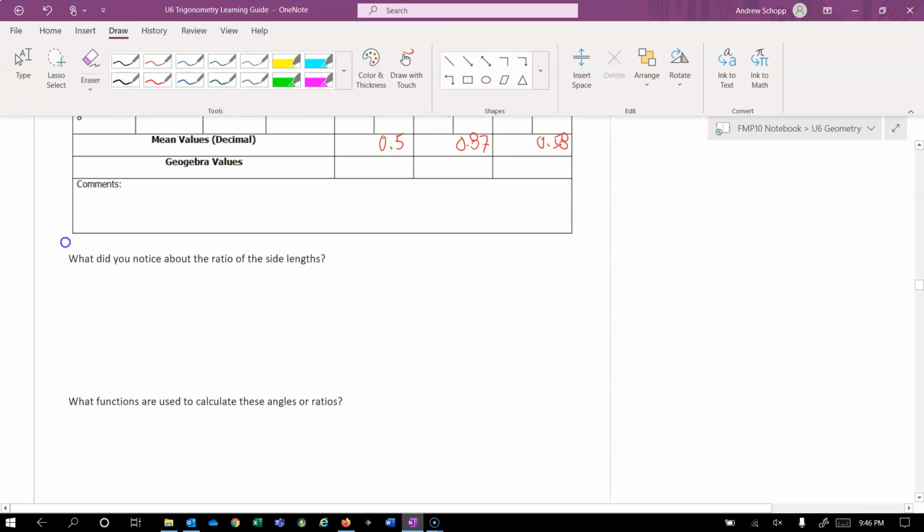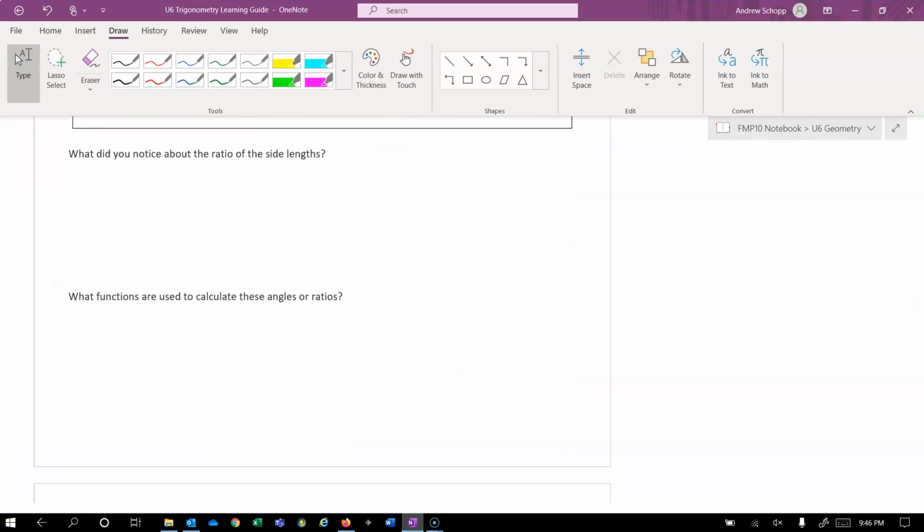So after we had a chance to experience that, we would notice that the ratios are all the same for any triangle. And then I would go through and talk about that a little bit, and I would introduce these functions. First one being the sine function. It's actually spelled S-I-N-E. And the sine function relates the opposite side and the hypotenuse side.